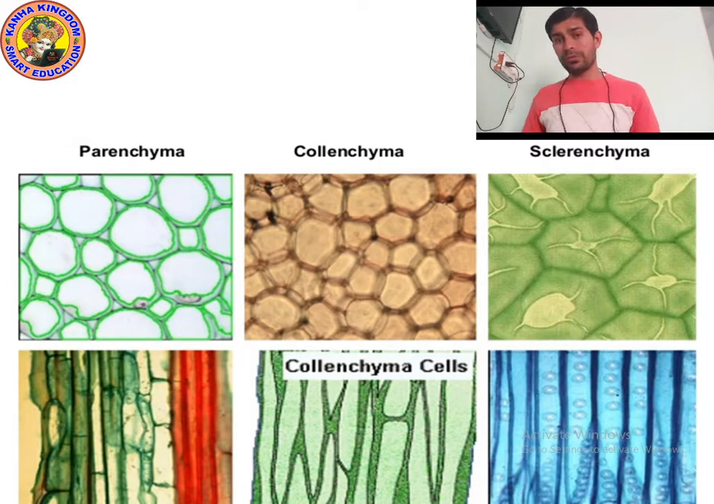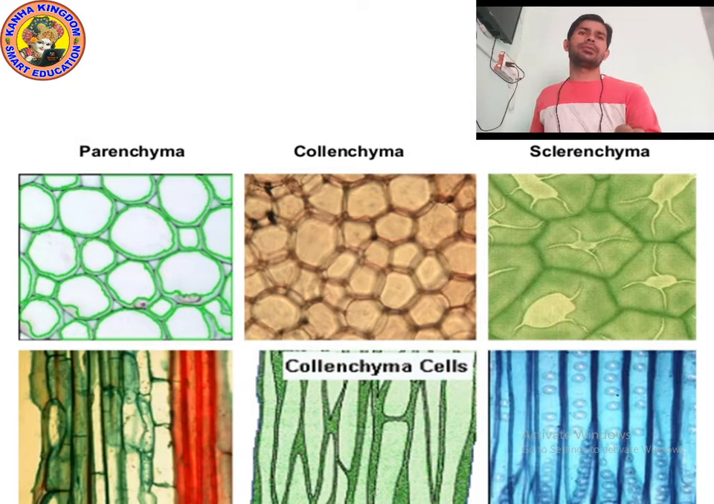And if I talk about phloem, phloem tissue also has four cells. It is made up of four cells. Which are the four cells? Phloem fiber, phloem parenchyma, sieve tube, and companion cells. These four cells. So I hope you understood.